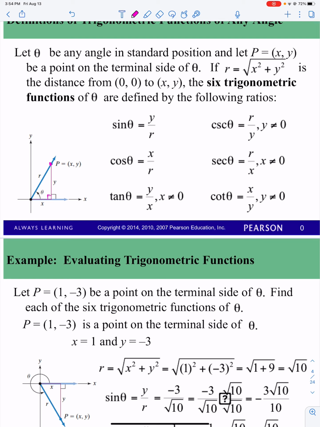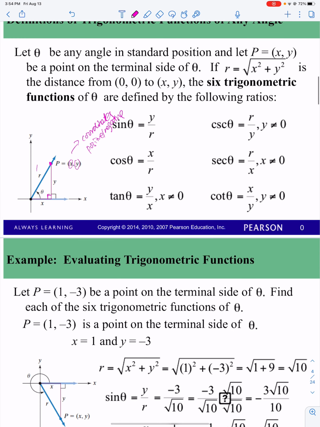Okay, so these are the trigonometric functions of any angle. But one thing you need to be careful about: x and y here are coordinates, so they can be positive or negative, depending on your quadrant. But r here is the distance, which is always positive. Keep this in mind. Later on we will talk about this.